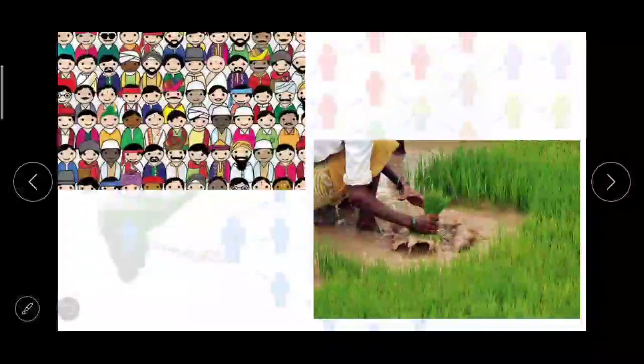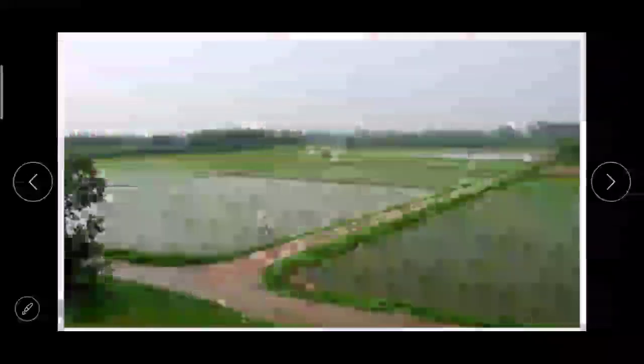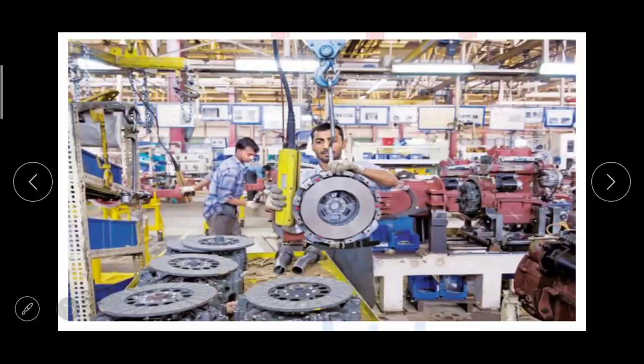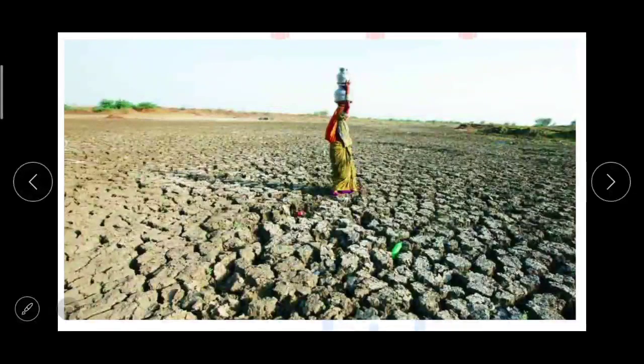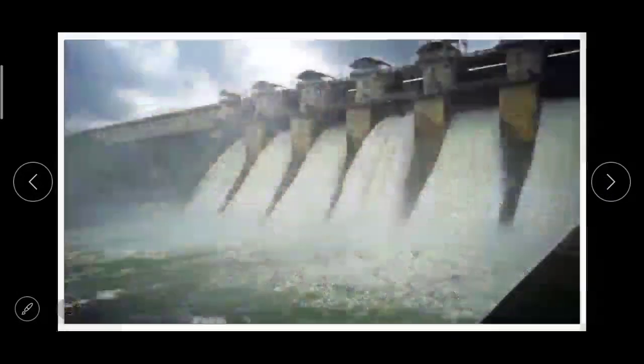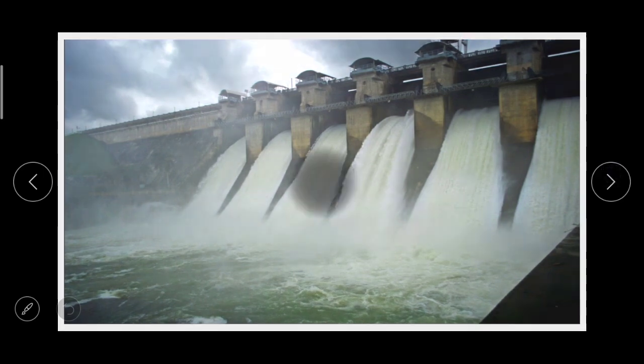Here you can see agriculture, industrial areas. If there is a problem with the water, then also people think about settling down in the areas where water is easily available, maybe for the purpose of agriculture or of any different purpose.